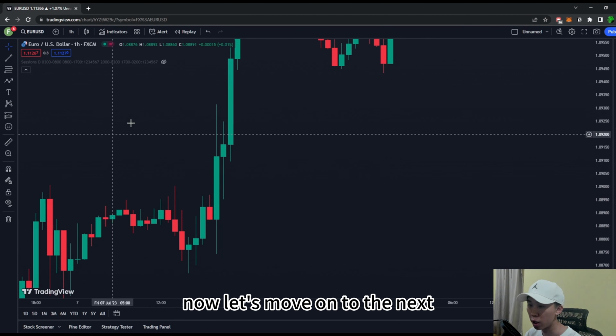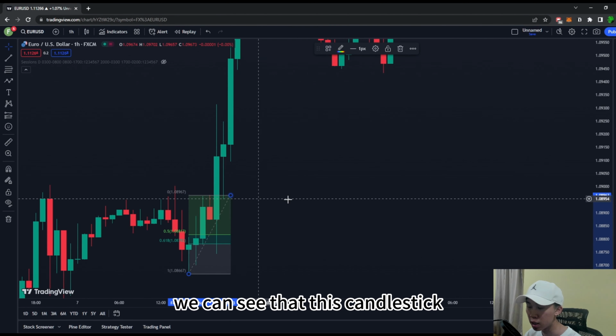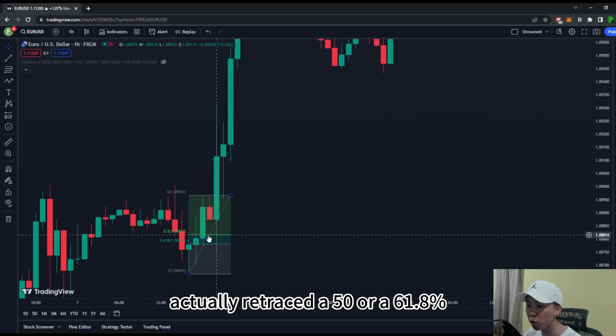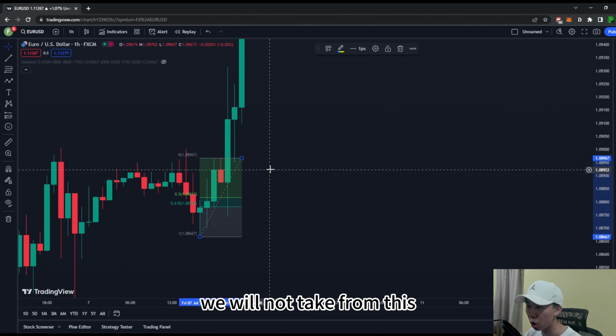Now let's move on to the next. If we draw from this low to this top, we can see that this candlestick actually retraced a 50 or a 61.8%. So this is a complete retracement. We will not take from this.